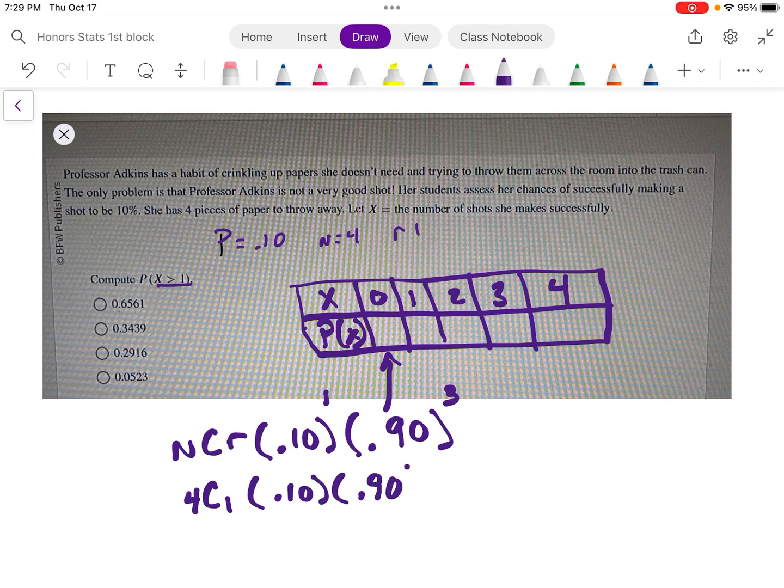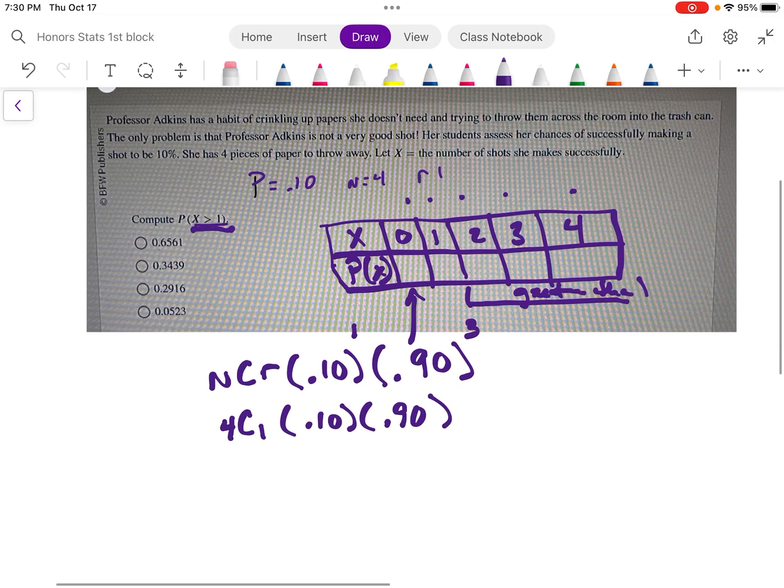Okay, and again, we can type this all in the calculator in one fell swoop. We have to do this for each one of these things. We got to change that r is 0, r is 1, of course, r is 2, 3, 4, because they ask us greater than 1, which means I have to add up all those cells because this is the cell for greater than 1. All right, so we got to do this formula 5 times.